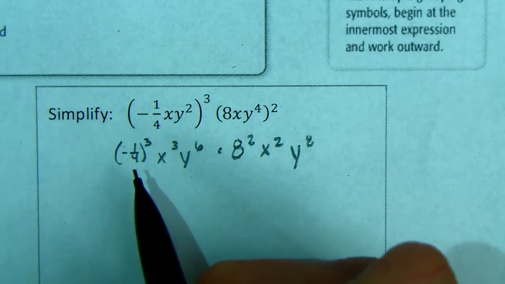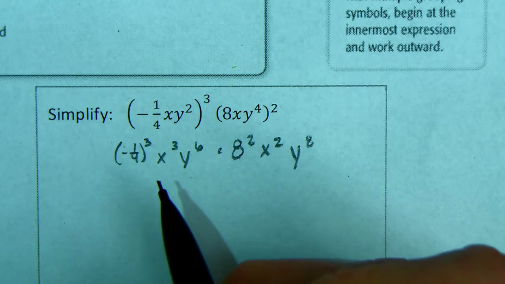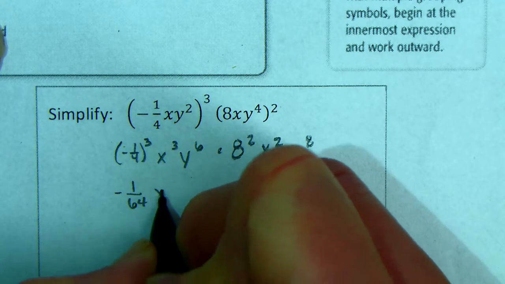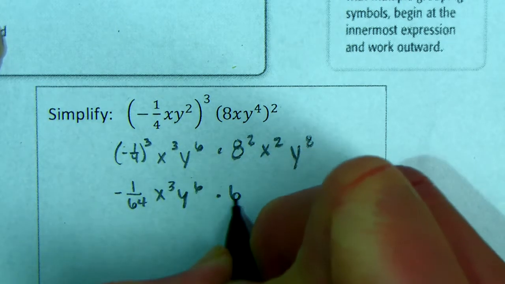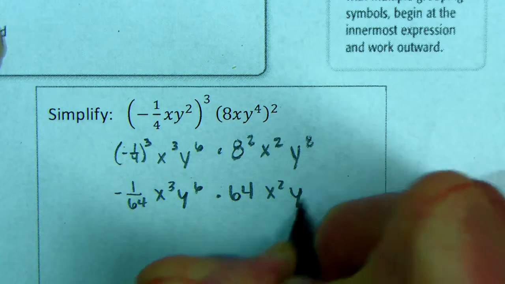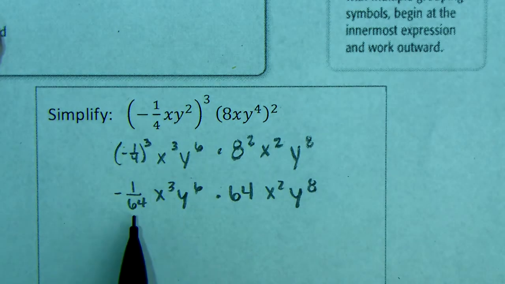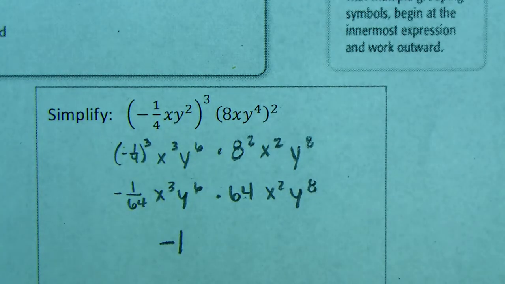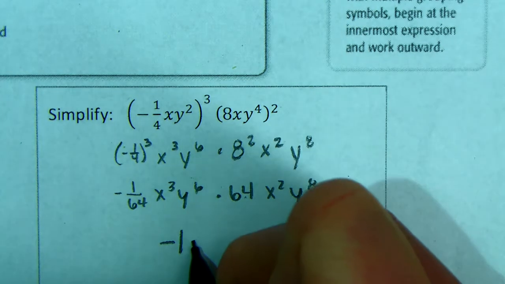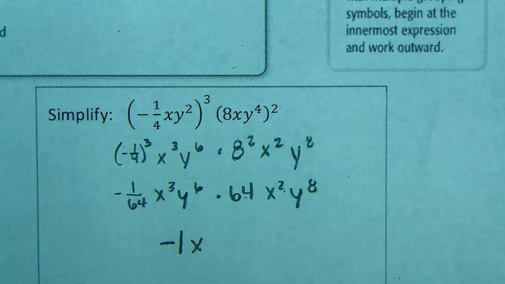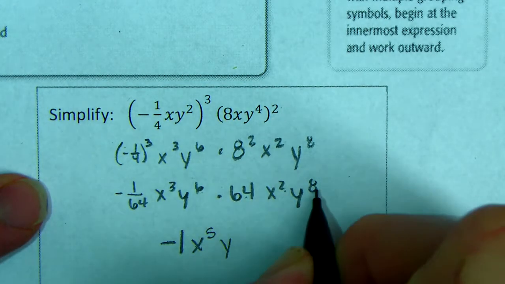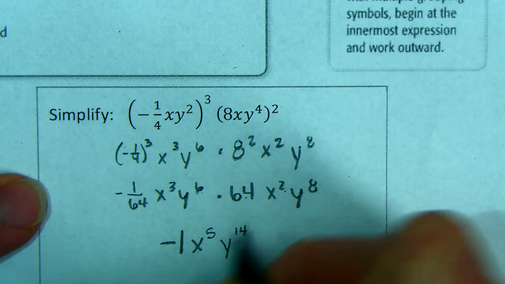Okay, over here, let's simplify this. Negative 1/4 cubed, so that's going to be a negative 1/64. X to the 3rd, y to the 6th times 64, x squared, y to the 8th. Well, guess what, you guys? When I take negative 1/64 times a positive 64, I'm going to get a negative 1. Now, I could put a negative 1, wouldn't even need to put that there, I'm going to leave it there. And then x's 3 plus 2 because we're just multiplying, so to the 5th, y's are 6 plus 8, so 14.